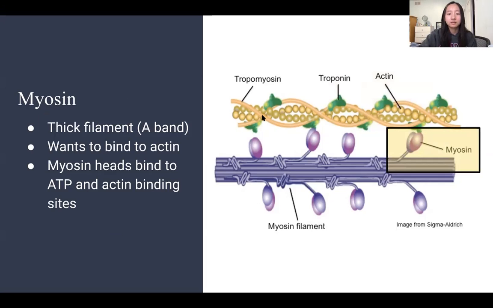Yeah, these are in skeletal muscle. Yep, myosin is an example of a contractile protein.